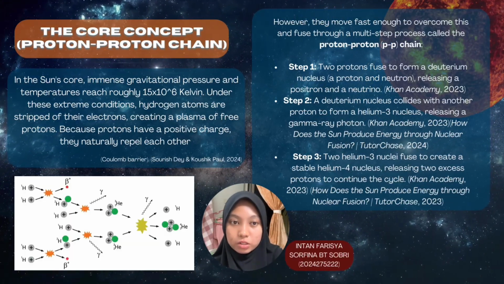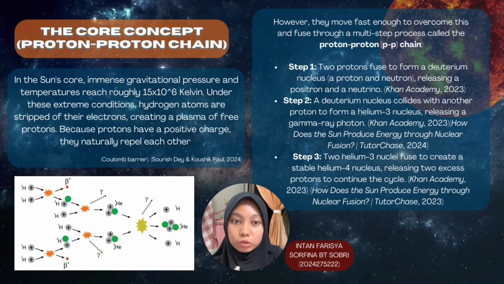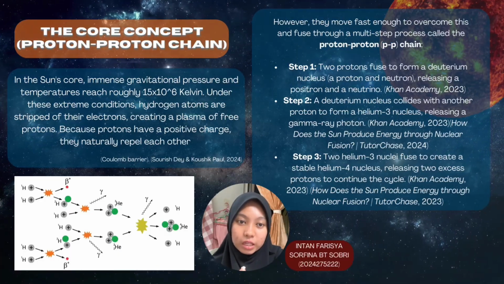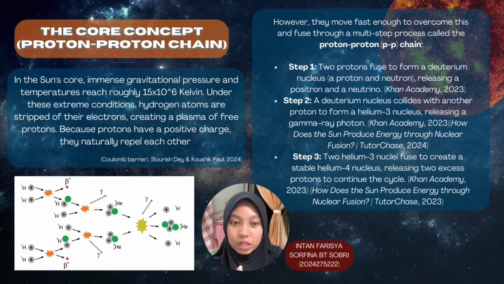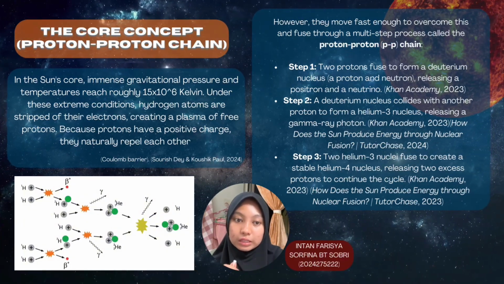In the sun's core, hydrogen nuclei fuse together under very high temperature and pressure to form helium. This process is called nuclear fusion. This happens because the sun is extremely hot, about 15 million Kelvin. Hydrogen atoms become plasma, meaning protons are free. Even though they repel each other, the pressure is so high that they still collide and fuse in a process called the proton-proton chain.